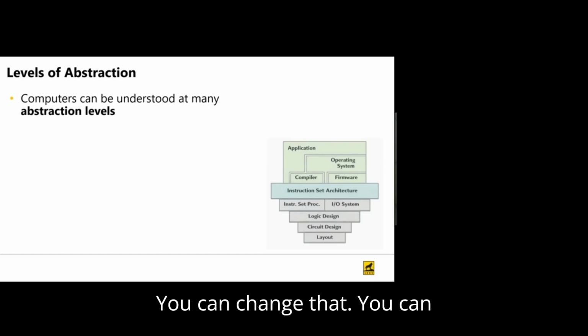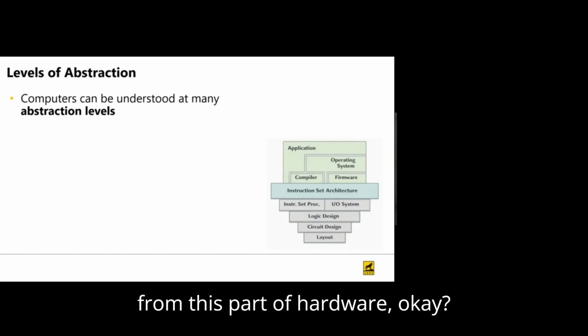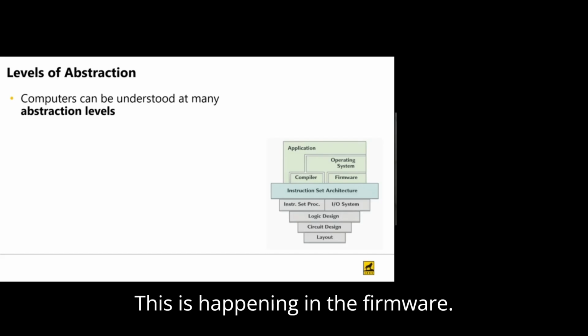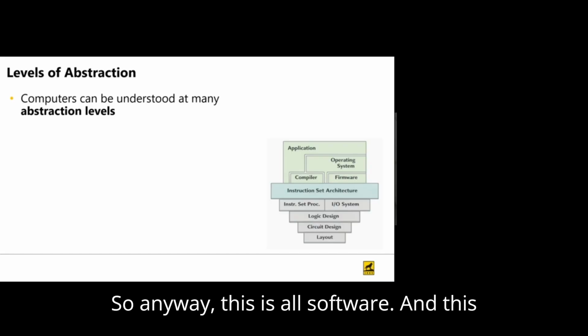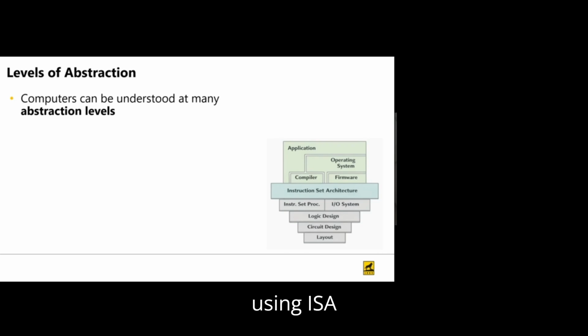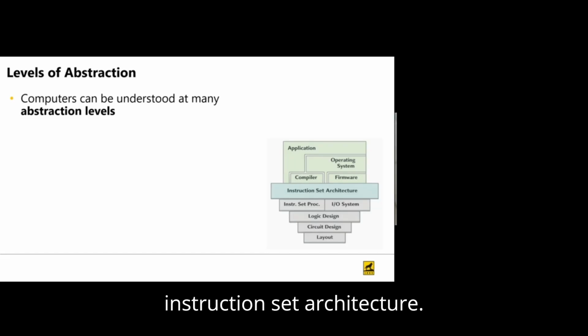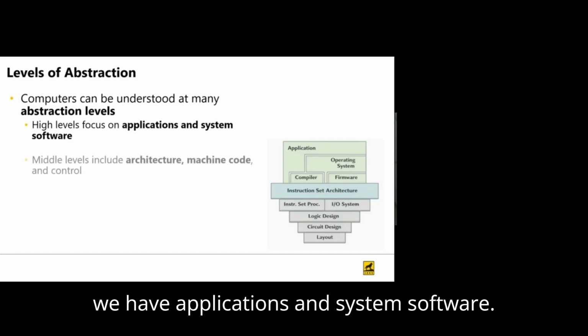You can change that. You can set that. For example, you want to boot from this part of hardware. Okay? This is happening in the firmware. So anyway, this is all software. And this software interacts with hardware using ISA, instruction set architecture. So as I said, in the highest level, we have applications and system software.